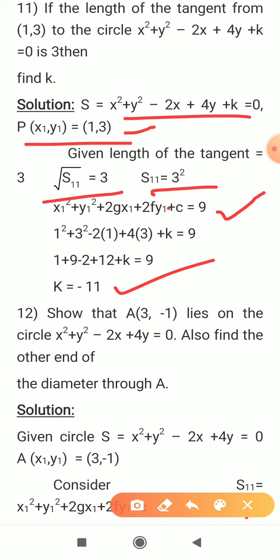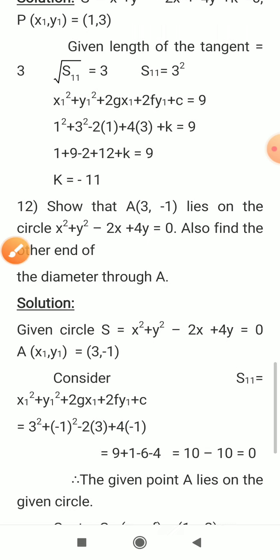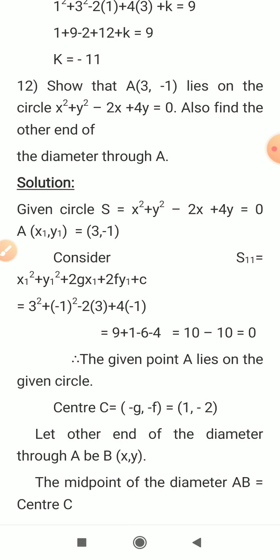Now, by using the position of a point, we find another 4 marks important question. This is important for 4 marks in our IPE. The problem is: show that A(3, -1) lies on the circle x square plus y square minus 2x plus 4y is equal to 0. Also find the other end of the diameter through A. First of all, here there are 2 parts. First we show that the point is on the circle. Next we find the other end of the diameter through A.